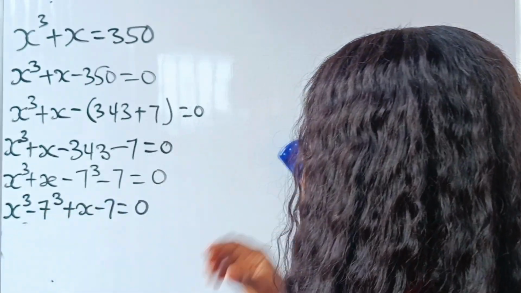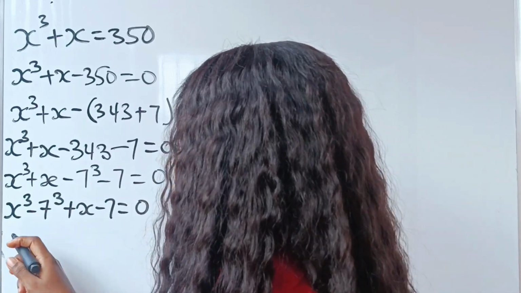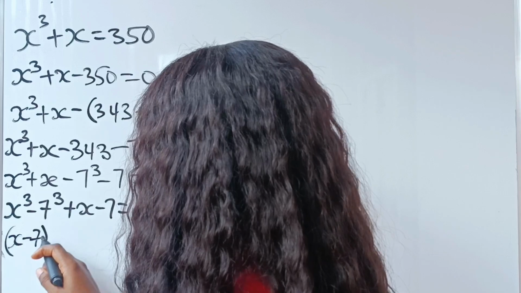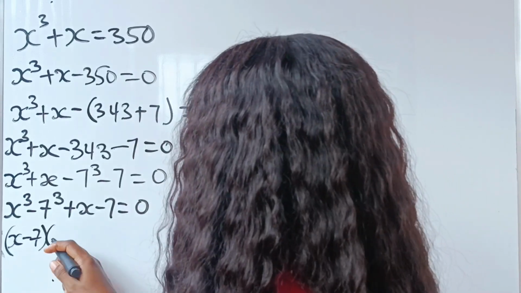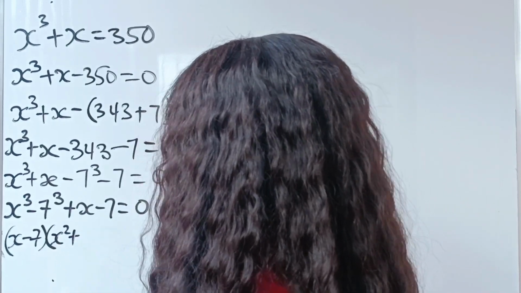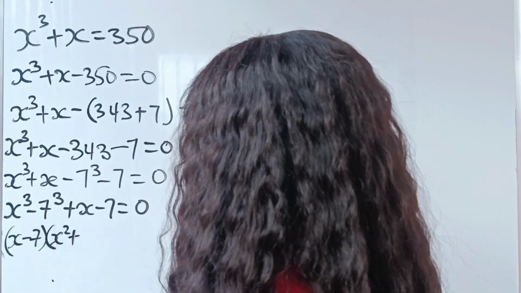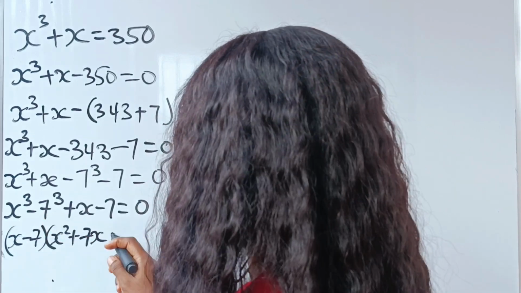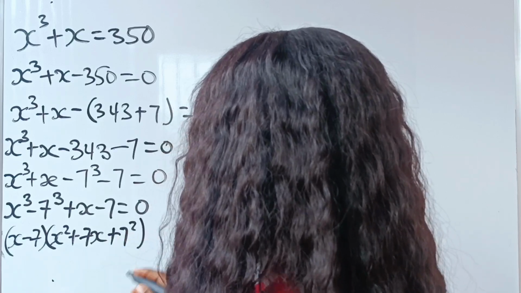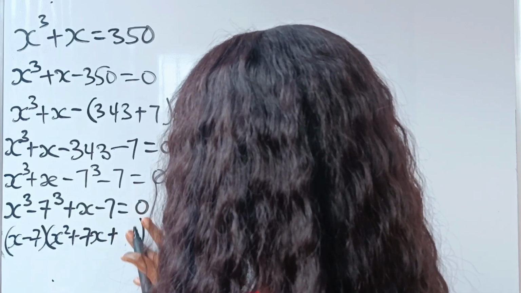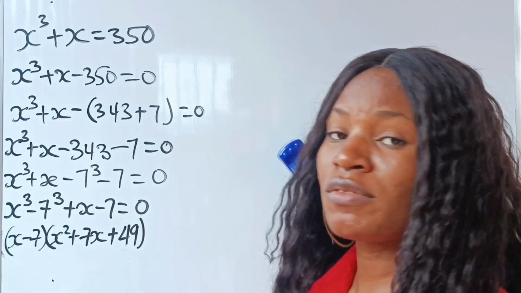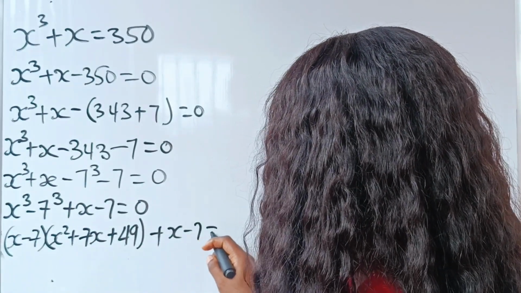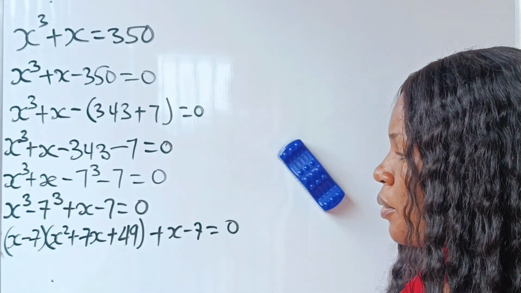So we are going to write thus. This will be the same thing as a minus b, that is x minus 7, multiplied by a squared, that is x squared, plus ab, that is 7 times x, which is 7x, plus b squared, that is 7 squared. Let's call it 49 because 7 squared is 49. All right, then plus x minus 7 is equal to 0.